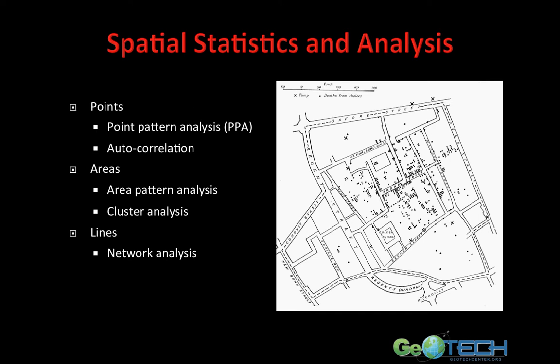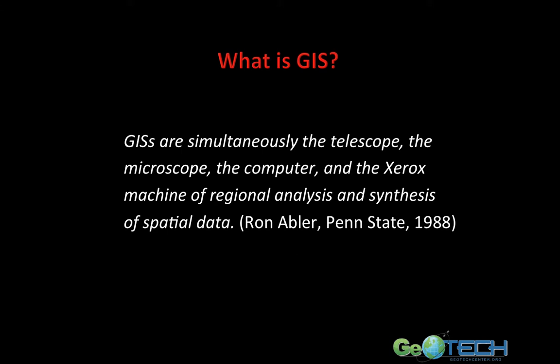And finally, the last component of geospatial technologies is GIS. So what is GIS? Well, Ron Abler of Penn State in 1988 made the following statement. GISs are simultaneously the telescope, the microscope, the computer, and the Xerox machine of regional analysis and synthesis of spatial data. Basically, GIS is the tool. It is the primary tool of regional analysis and synthesis of spatial data. In fact, GIS is so important, we're going to spend the remaining portion of this lecture really focusing on GIS.